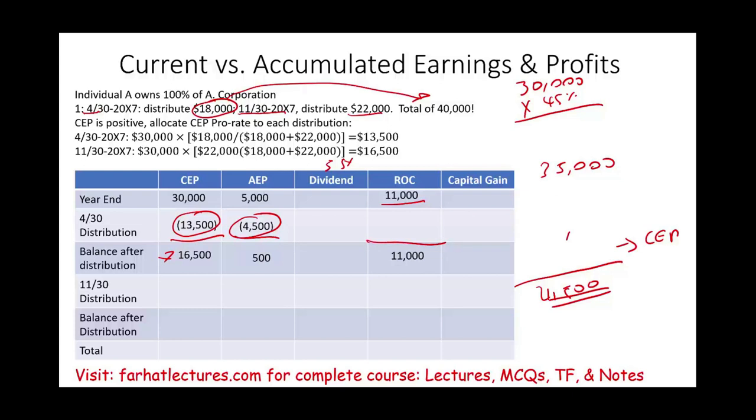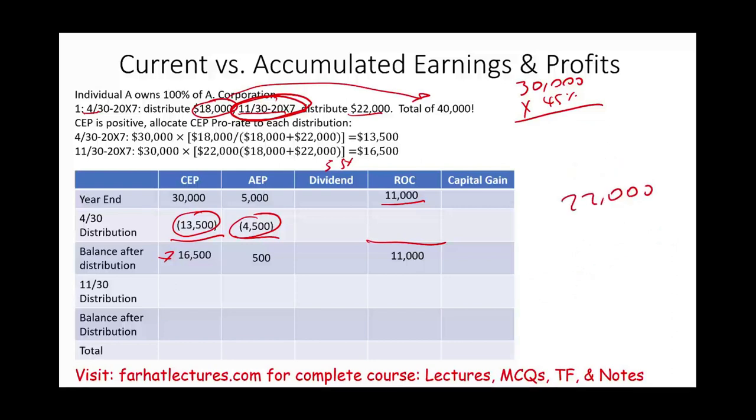Then we made a distribution on November 30th. How much was the distribution? The distribution was 22,000. Again, how much of that is going to come out of CEP, and how much is going to come out of AEP? For the second distribution, we assume 55% comes out of CEP. On November 30th, we made a distribution of 22,000. How are we going to allocate this distribution? First thing, it's going to come out of CEP.